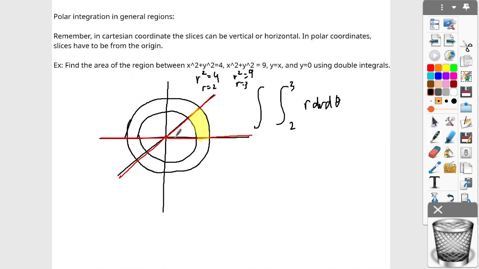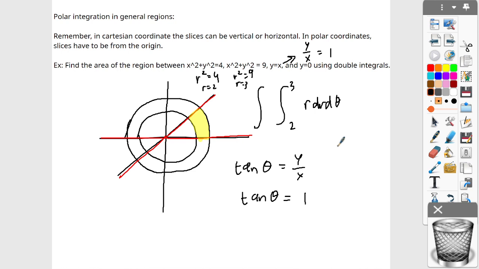Now, what about our thetas? Our thetas start from 0. This is the 0 line. But what's this line? That's actually a little bit hard to figure out, right? But one of the rules we have for polar is that tan of theta is y over x. So if we made this y over x equal to 1, then we're going to get tan theta is 1.